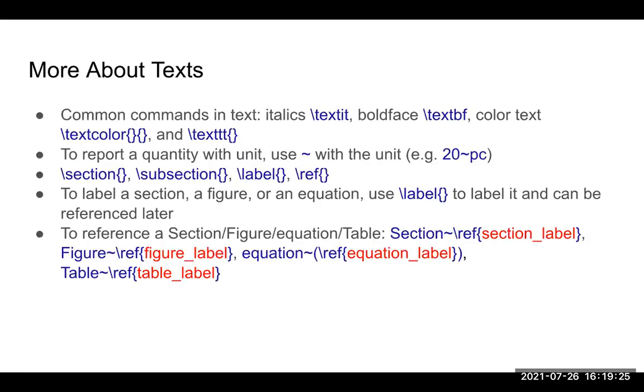If not, I'm going to go through some more LaTeX commands. There are some very common ones. For example, italics: you use backslash text and curly brackets, similar to this one. If you want to make a sentence italic, you put the words inside the brackets. Similarly, for boldface you use backslash textbf. And if you want to add a text color, the first parameter controls the color, and the second is the words or sentence you want to have that color.